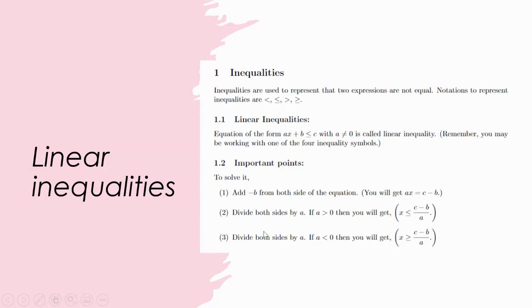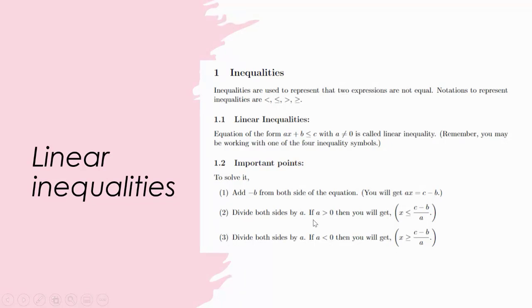So when you're doing linear inequalities, these are the steps that you would follow. So you would add negative b to both sides of the equation. So we're referring to this equation. You would solve it as you would solve any linear equation, but instead this is an inequality. So if you add negative b to both sides of the equation, you'll get ax is equal to c minus b.